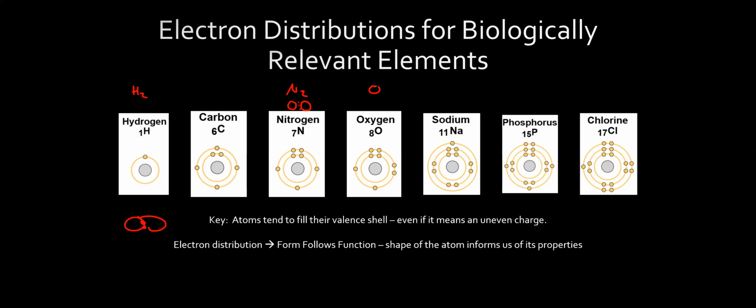And then oxygen, O2, shares 2, so you can draw them like this. Here's hydrogen, hydrogen. Here's nitrogen, 1, 2, 3, nitrogen, triple bond. Here's oxygen, double bond oxygen. Collectively, these are called the diatomic elements because we never find them by themselves.